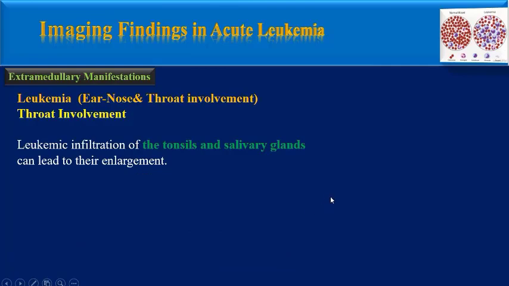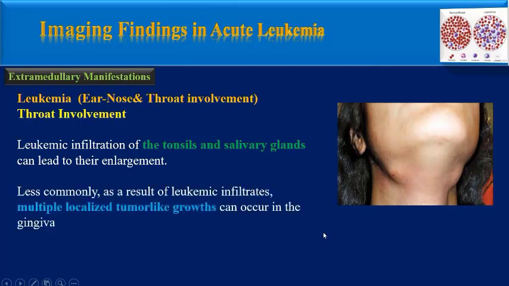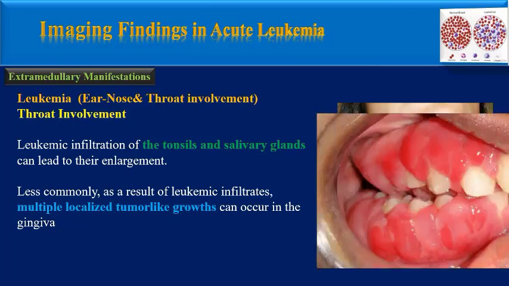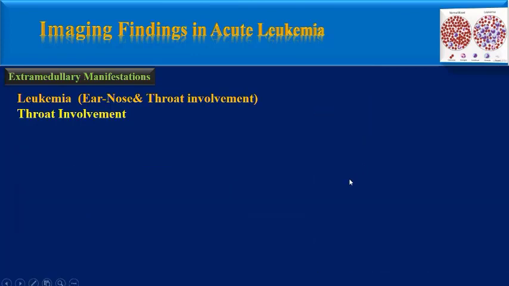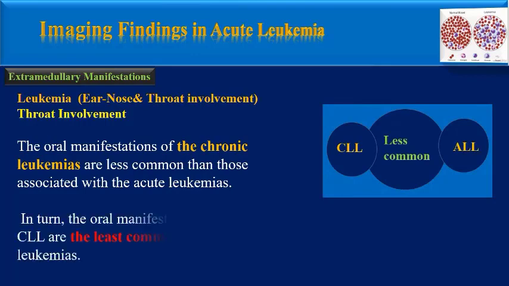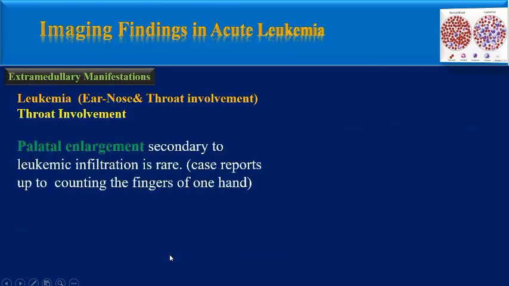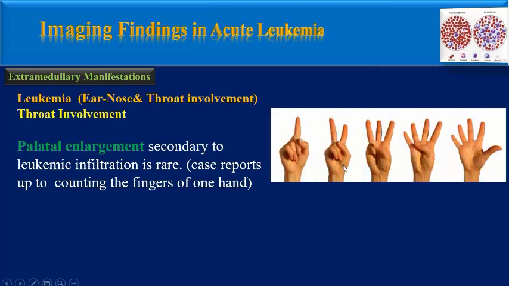Leukemic infiltration of the tonsils and salivary glands can lead to their enlargement. Less commonly, as a result of leukemic infiltrates, multiple localized tumor-like growths can occur in the gingiva. The oral manifestations of the chronic leukemias are less common than in acute lymphocytic leukemia. The oral manifestations associated with CLL are the least common of all the chronic leukemias. Palatal enlargement secondary to leukemic infiltration is rare, with only a handful of case reports, countable on the fingers of one hand.